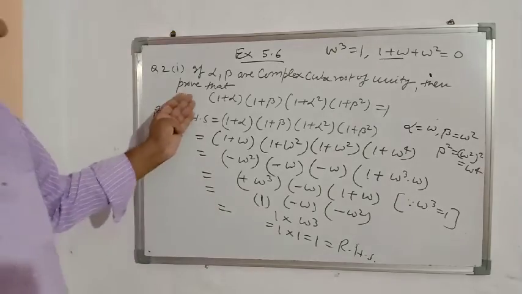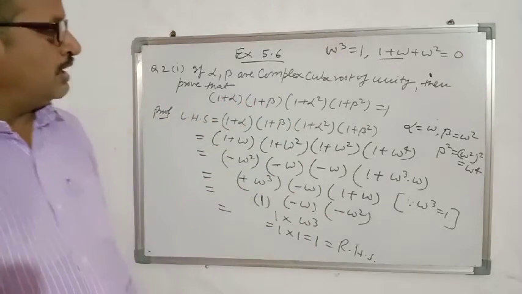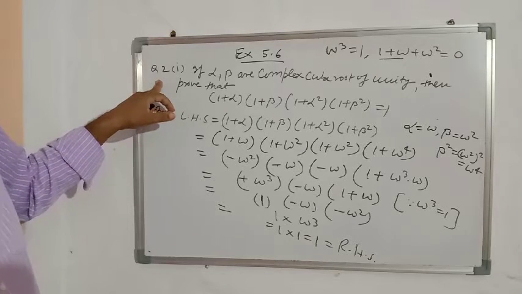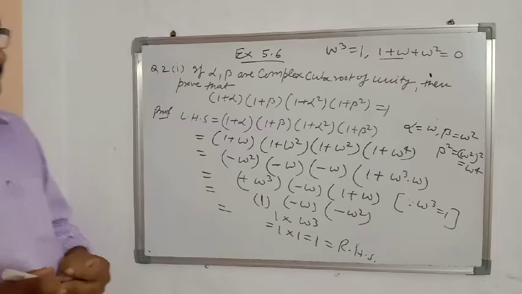So in this way, we can prove that the left side is equal to the right hand side. It was question number 2, first part. Now we will see question number 4.